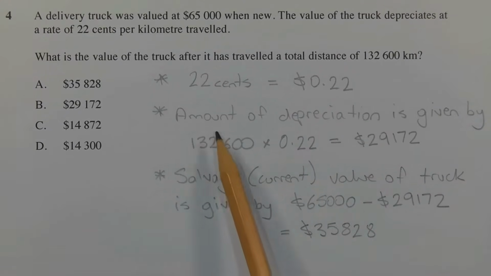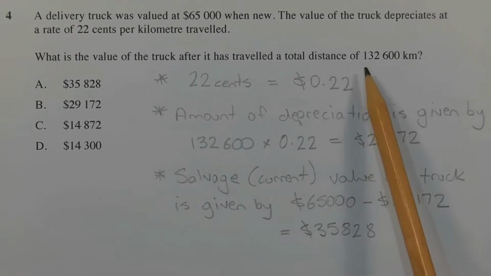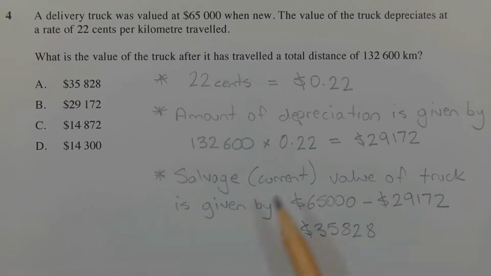The next step is to find the amount of depreciation, which represents the loss in value of the truck after it has travelled 132,600 kilometres. Now we know that the truck loses $0.22 per kilometre travelled. So to find the amount of depreciation over this distance, we take the distance travelled, which is 132,600, and multiply that by the depreciation rate in dollars per kilometre. So 132,600 times 0.22 equals $29,172.